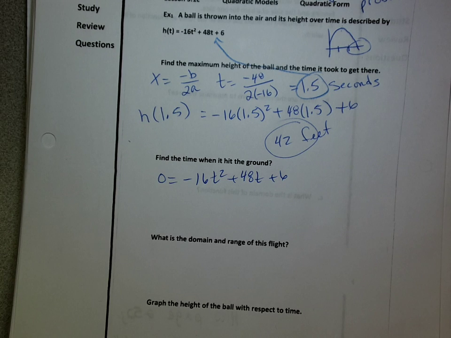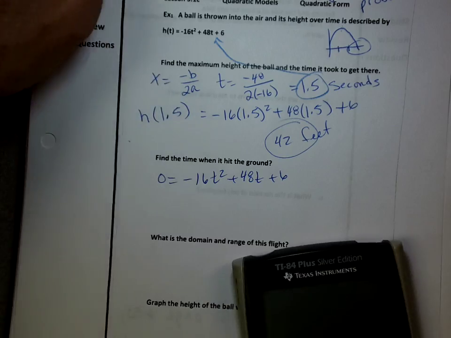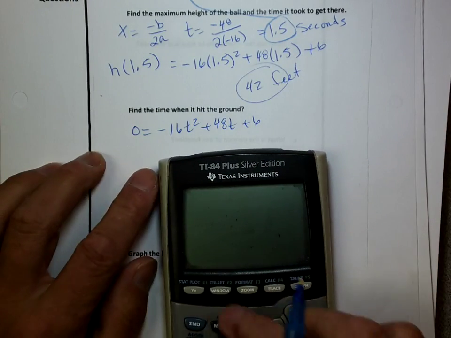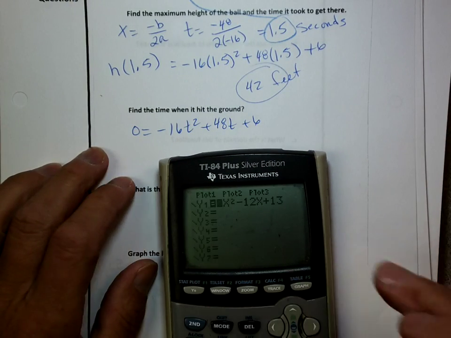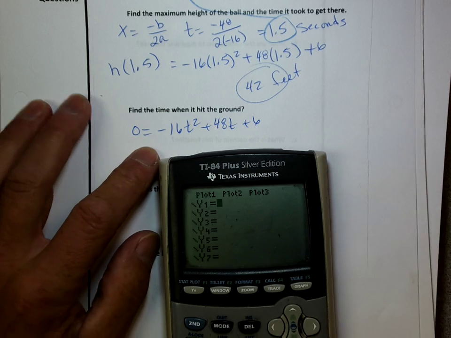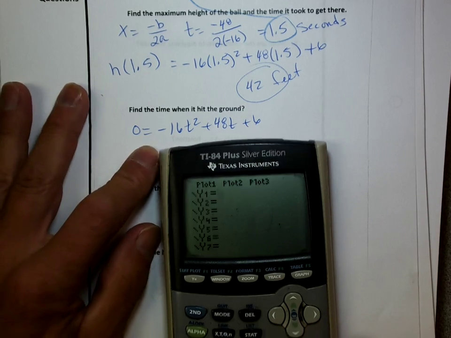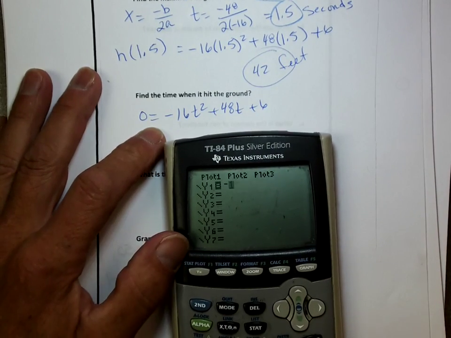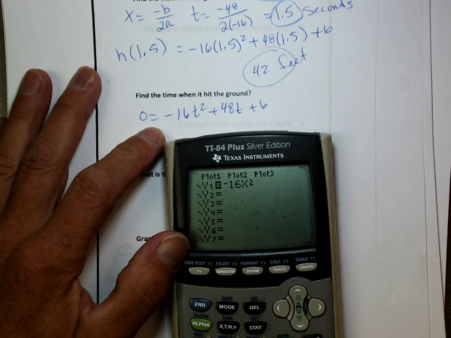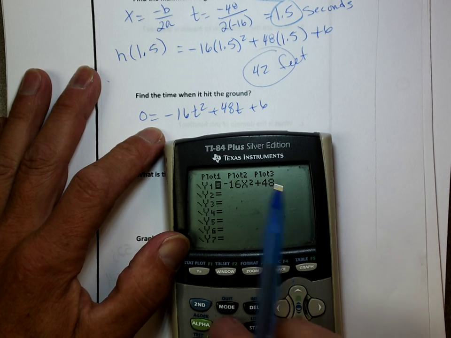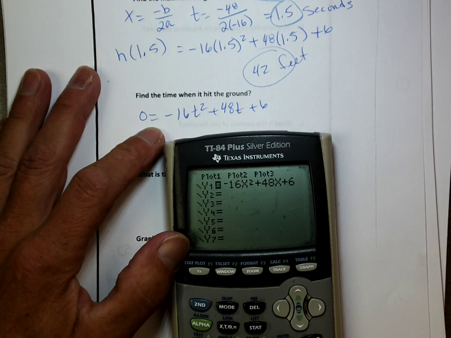Yesterday we said, if it doesn't factor, let's graph it and find the zeros. So I'm going to go to y equals and clear. I have to use the x variable, so don't worry about the t. It's going to come in terms of x: negative 16 x squared plus 48x plus 6. We know x represents time.